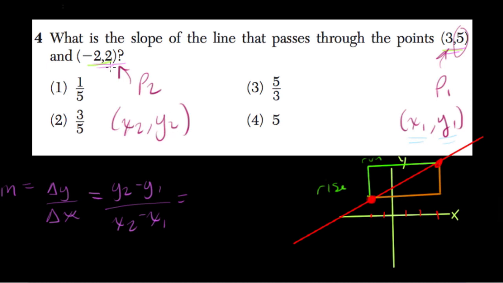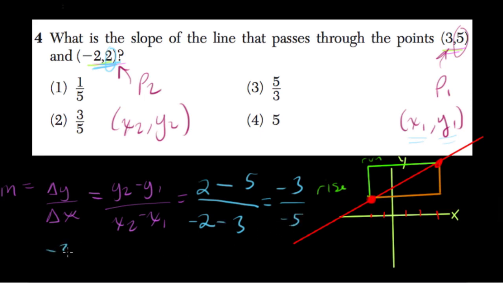So y2 is 2. We're choosing this as point 2, and this 2 is y2, over x2, which is -2, minus, here, 2 minus 5, and then -2 minus 3. 2 minus 5 is -3. And -2 minus 3, well, what's that? -2 minus 3 is -5.